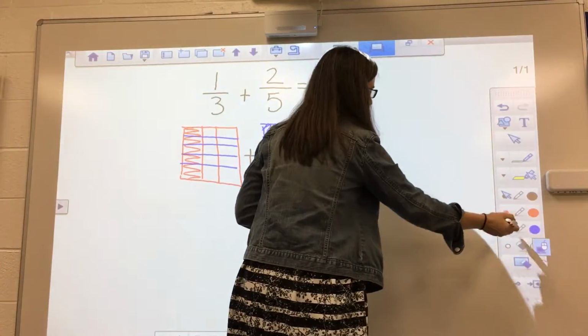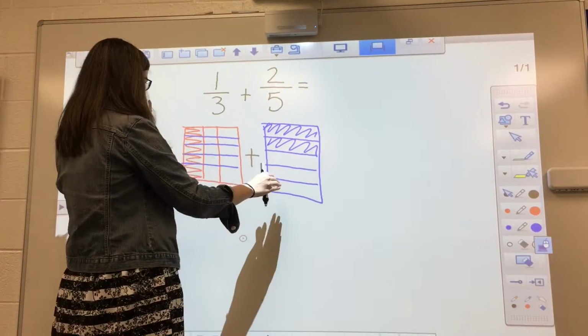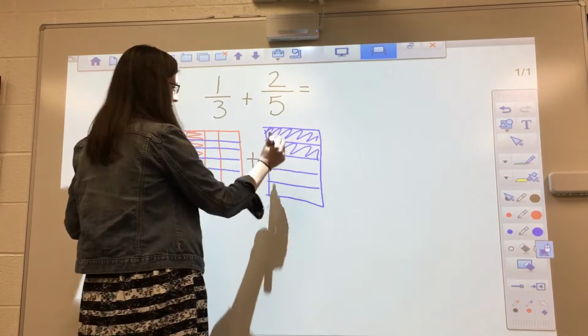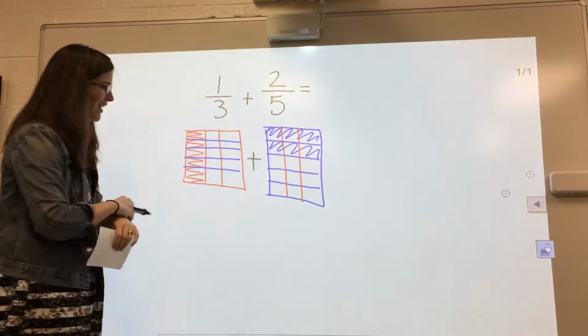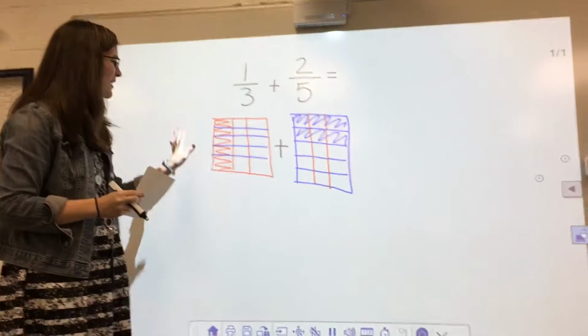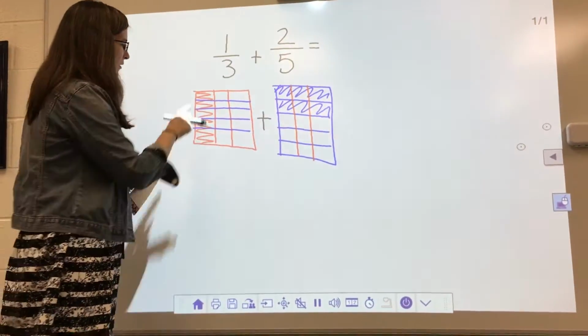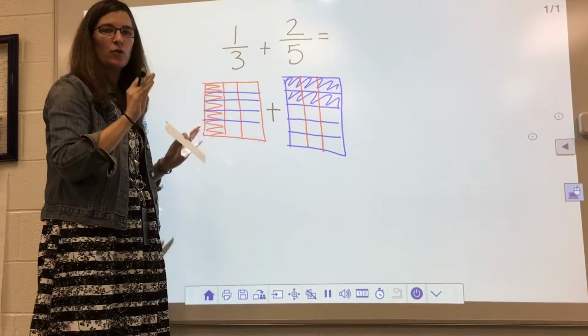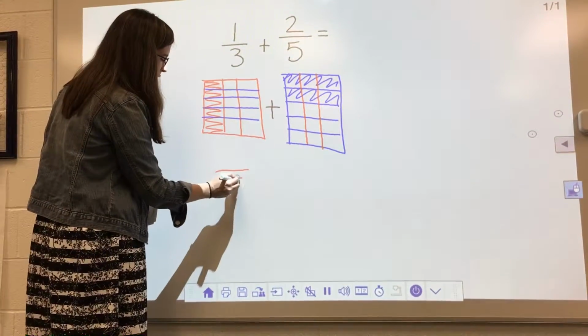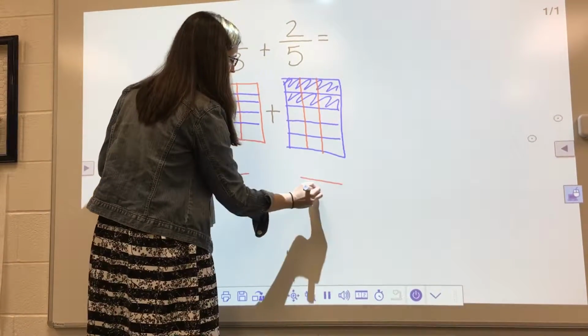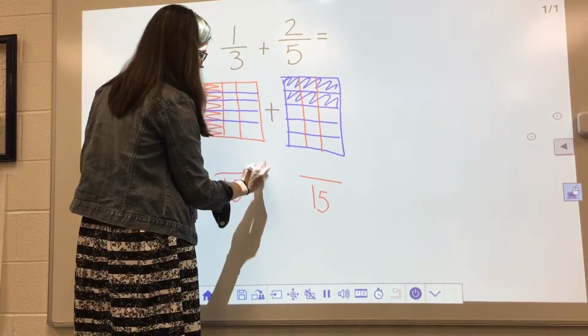Then I'm going to do the same thing on the other one. I'm going to take my 3 sections, superimpose that onto my 5ths. Now what the students will recognize is that both pictures are now cut into the same number of total pieces. So when they count them, they will notice that both have a total of 15 pieces.